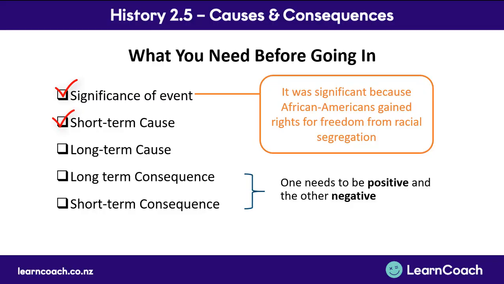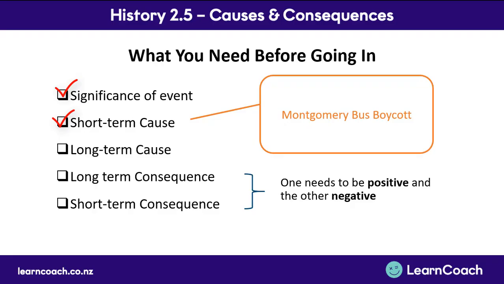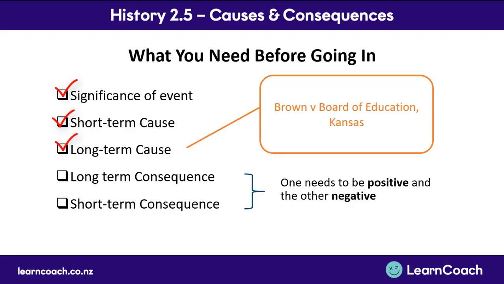I also have a short-term cause, which is the Montgomery bus boycott, and a long-term cause, which is the Brown versus Board of Education. Although the cause happened almost at the same time as the boycott, it is a long-term cause because it started earlier. Also, it is the first to be fueled by the long-term factor of segregation.